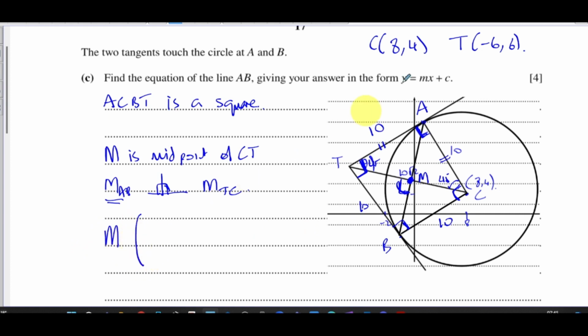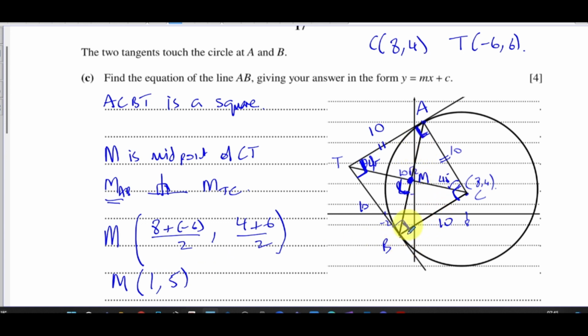The midpoint is going to be the average of the x coordinates. So you have 8 plus -6 divided by 2. That's the x coordinate, and the y coordinate will be 4 plus 6 divided by 2. So the midpoint is going to have coordinates: 8 minus 6 is 2, 2 divided by 2 is 1. 4 plus 6 is 10, 10 divided by 2 is 5. So the midpoint is going to be 1, 5.